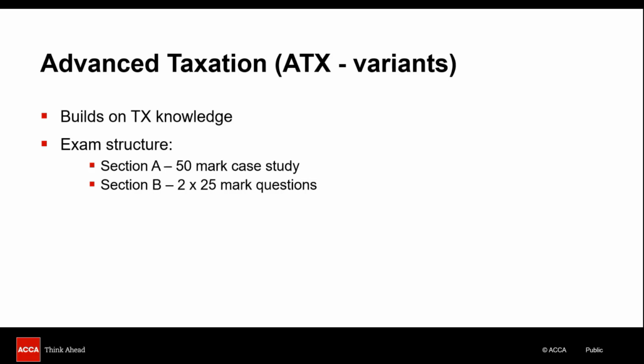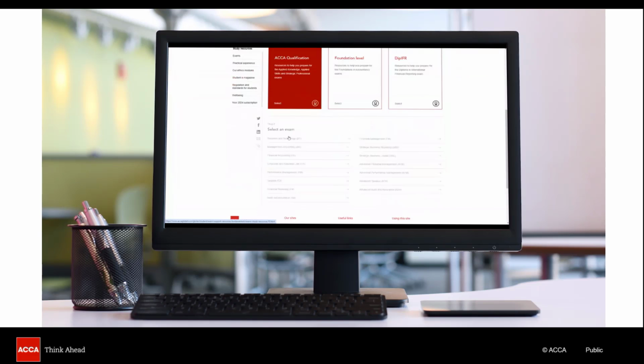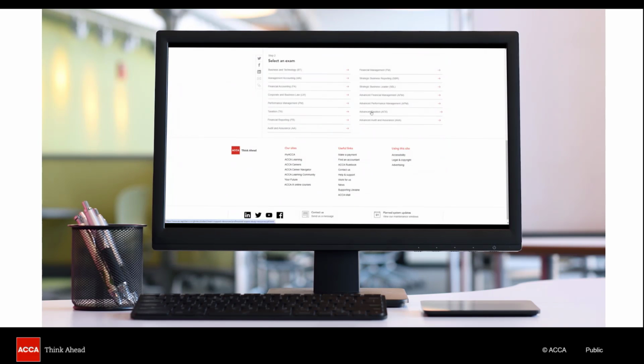You will answer each question using either a spreadsheet or word processor area, or a combination of the two, and it's up to you to decide which response option is the most appropriate. All questions are human marked, and the markers will apply the own figure rule to your answers. That means that if you've made mistakes in your calculations, you can still be given credit for later steps in the answer, provided your method is correct. Your exam will require a mix of narrative and computational answers, with calculations usually only being required to support your narrative answer. So what are our key tips to studying for your ATX exam?